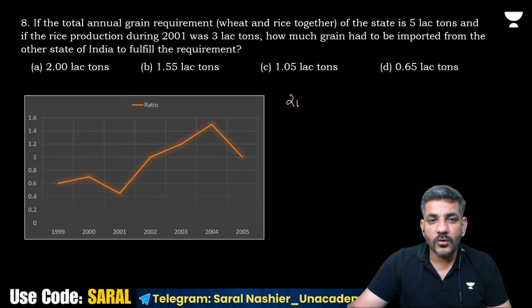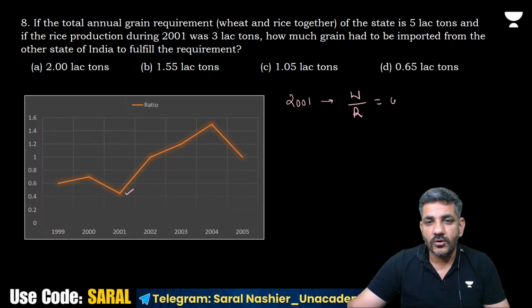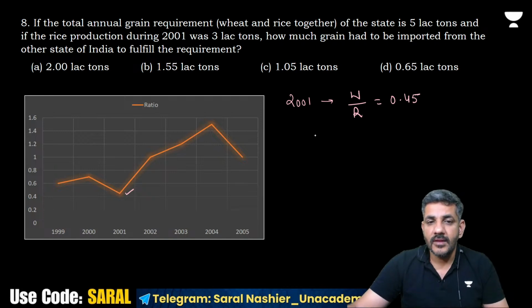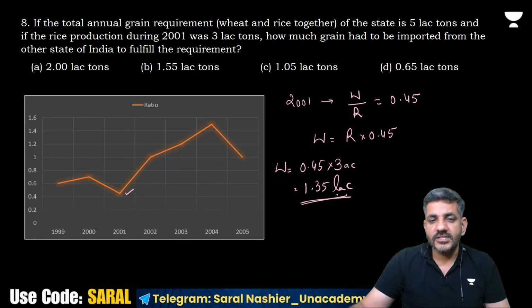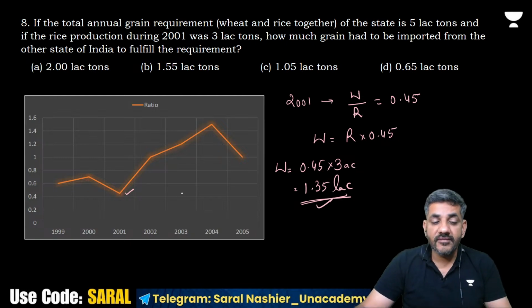So in 2001, wheat by rice is equal to 0.45. I'm sure it is clear to all. That means wheat production is 0.45 times the rice production, and rice production is already given as 3. So 0.45 into 3 is 1.35 lakh tons. So total rice production is 3 lakh tons, and total wheat production is 1.35 lakh tons.